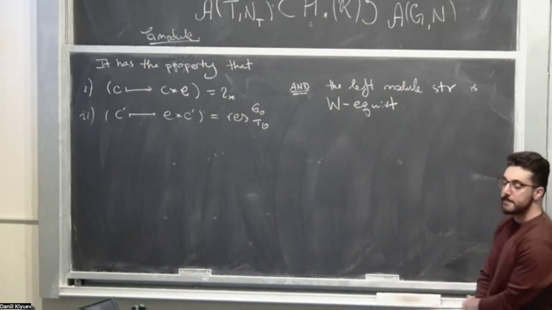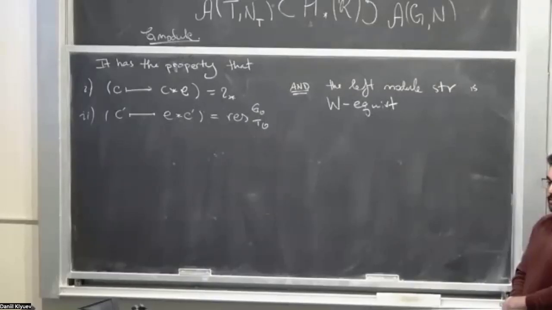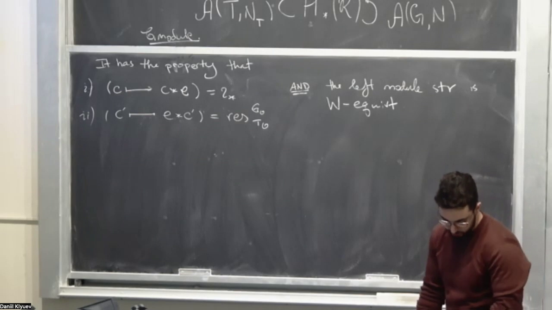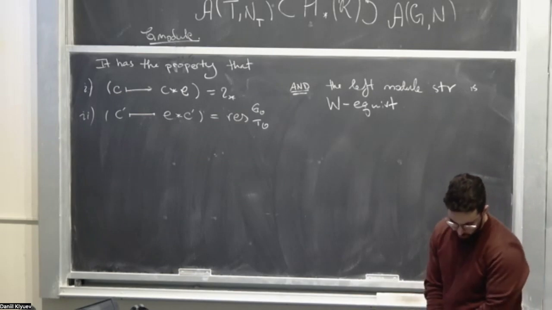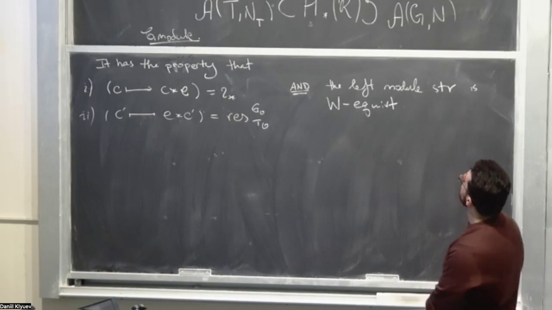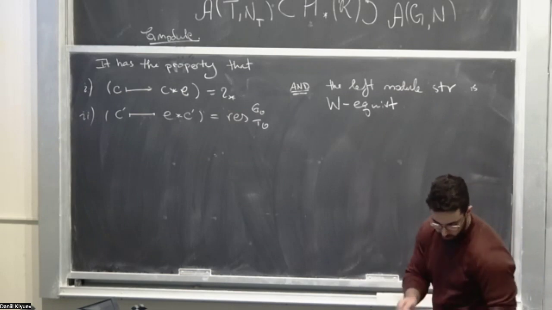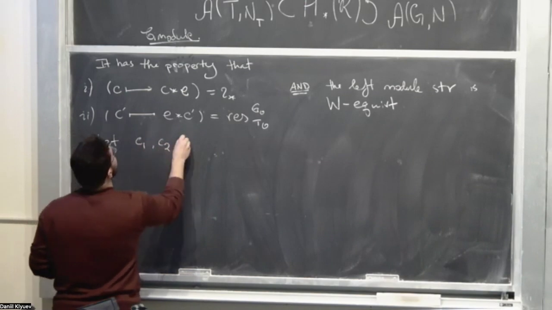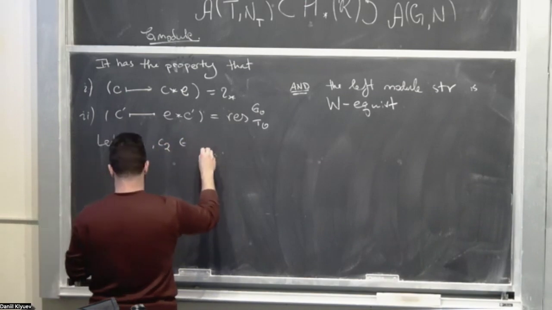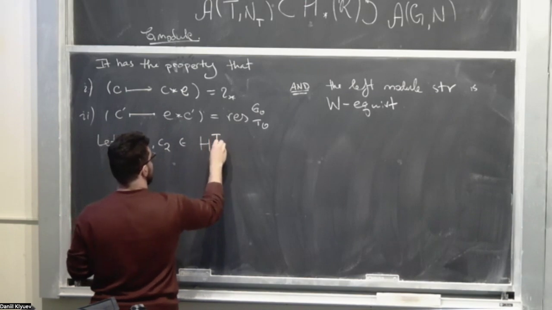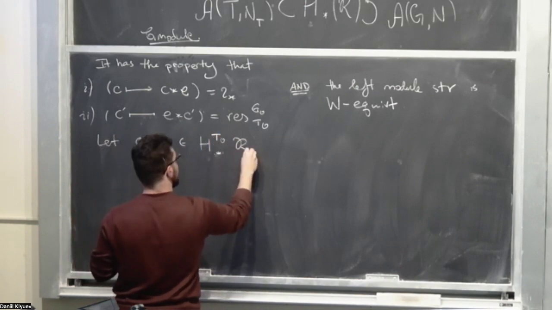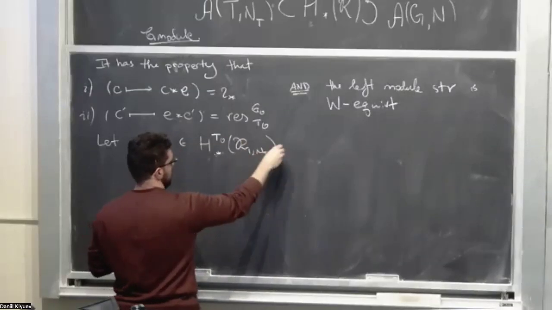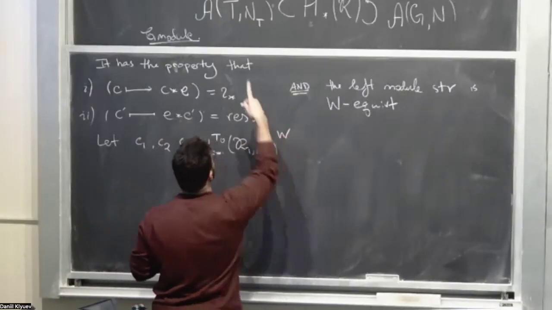So is restriction G0 T0 the inclusion of W invariants? Yeah, on the level of homology. Right. So I want to prove that that's an algebra map. I'm going to use this. What's an algebra map? Let C1, C2 be in the left-hand side, so I'm going to take this thing, but I want it W invariant.